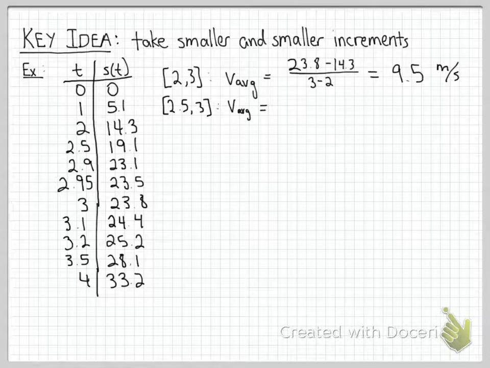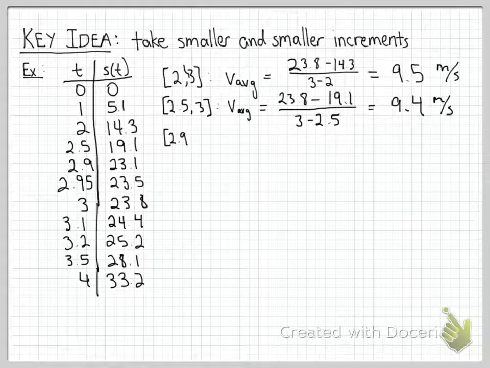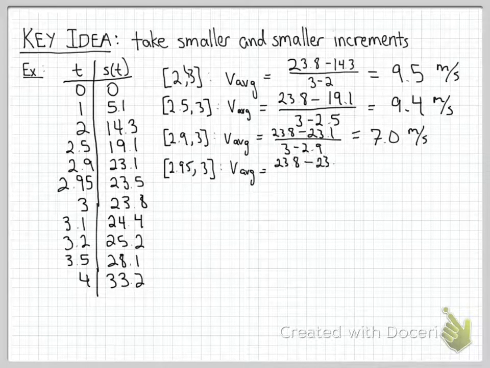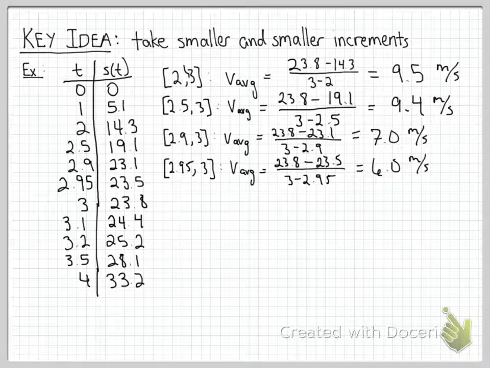Now I want to take another small interval, an even smaller one, near 3 seconds, so 2.5 seconds to 3 seconds. How fast was the object moving in that time period? Same idea. It was going 9.4 meters per second. And so on. I can compute average velocities over time intervals, getting closer and closer to right at 3 seconds. This last one covers 1/20th of a second as the elapsed time, but it's still an average velocity. Change in position over change in time.